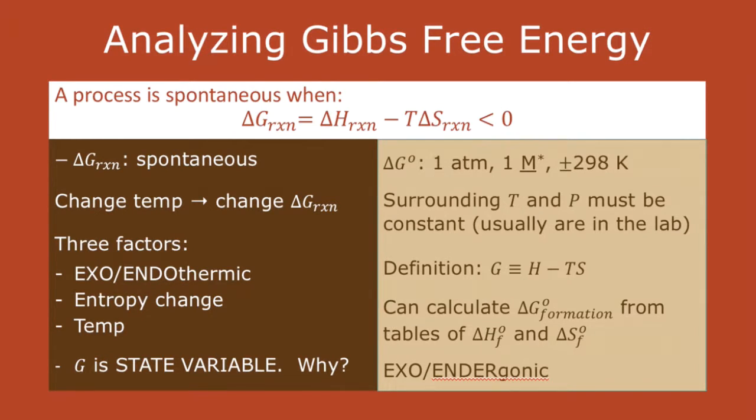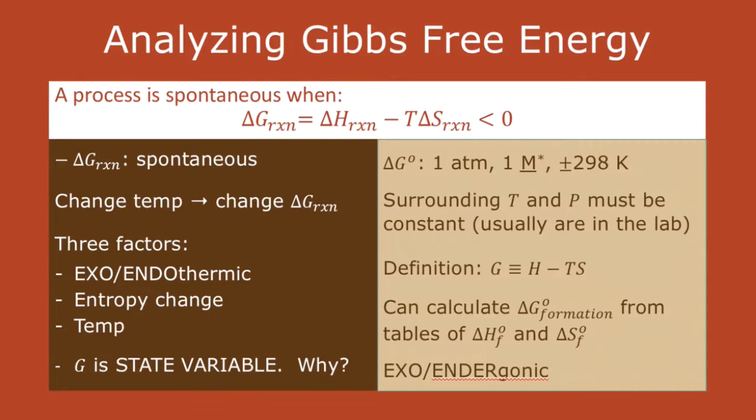Next, whether or not a reaction will take place spontaneously depends on three things. First, the enthalpy change, delta H reaction, whether or not it's endothermic or exothermic. Also, the temperature. And third, the entropy change, the delta S reaction. What else? Well, G is a state variable since H, T, and S are state variables, and they are the ones that are contained inside the law.